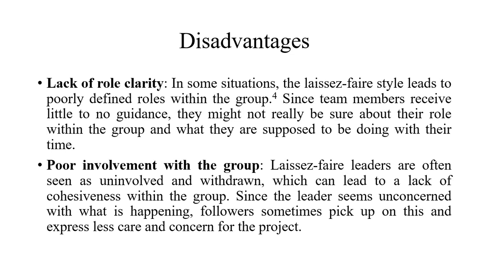Because the group members do not know what their roles are, what they need to perform. In case they do well, they give credit to everybody, to themselves. But in case of failures, they just blame each other. Since team members receive little to no guidance, they may not really be sure about their role. Because, as we said earlier, in this style of leadership the leaders are hands-off. It means they do not interfere, they do not guide, they do not lead, they do not give any sort of direction to the followers. So everything should be done by the followers.